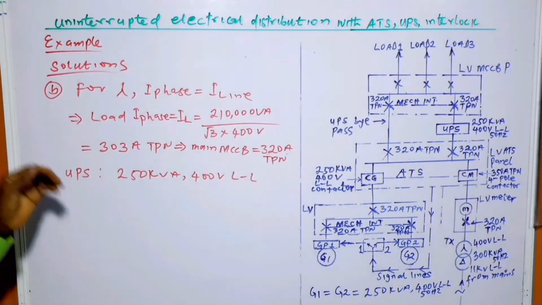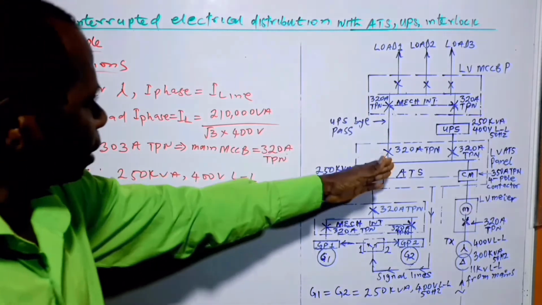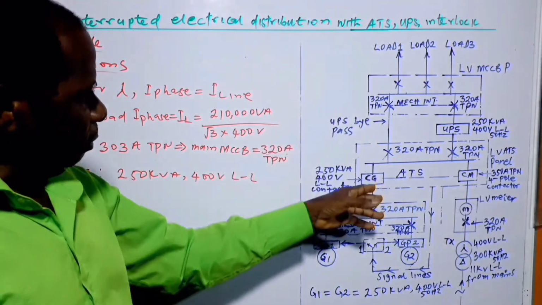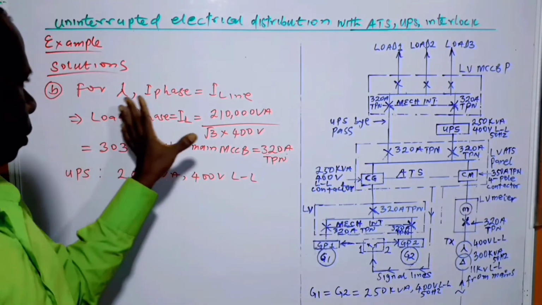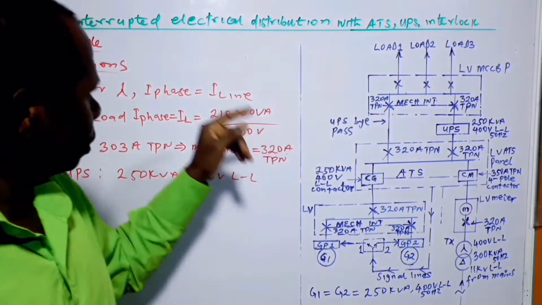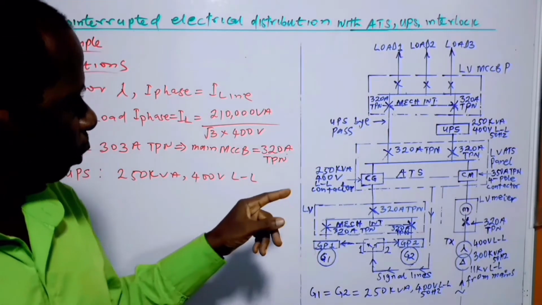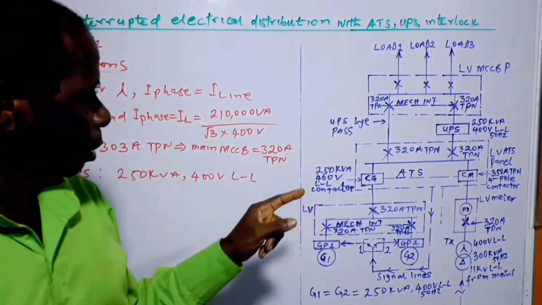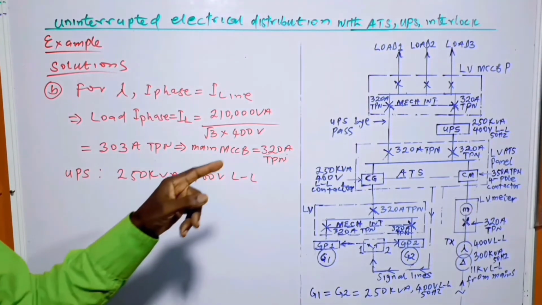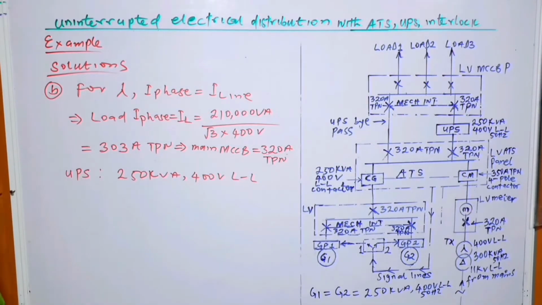Moving on, now a solution to B part. In order for us to be able to sketch, to draw the uninterrupted schematic diagram for the hotel, we need to know certain things. The first thing is that since the schematic diagram is going to be uninterrupted, then we have to introduce a UPS, uninterrupted power supply unit, here. So the size of that one is also equal to 250 kVA.